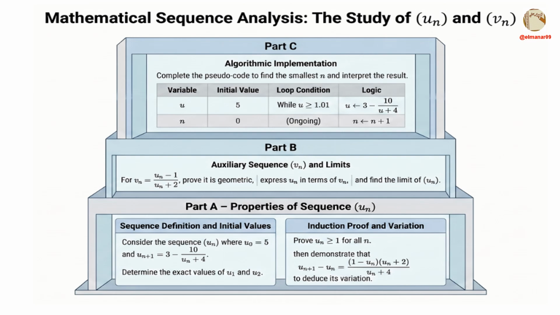Tier B introduces a secret weapon, the auxiliary sequence Vn. This allows us to find an explicit formula and determine the final destination, the limit of our original sequence. Finally, Tier C brings in technology. We will translate our mathematical findings into an algorithm to see how a computer handles these steps. This divide and conquer approach is exactly how top mathematicians solve complex problems. Ready for part A?